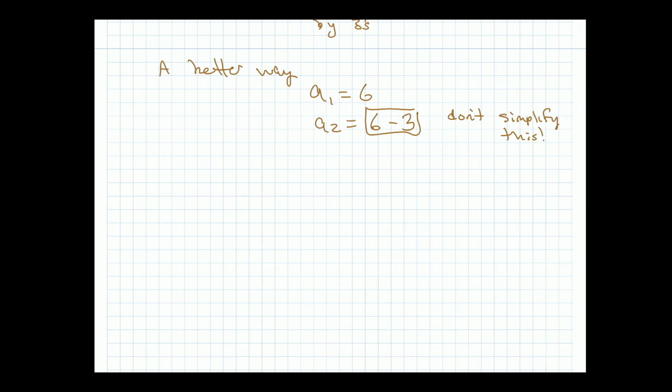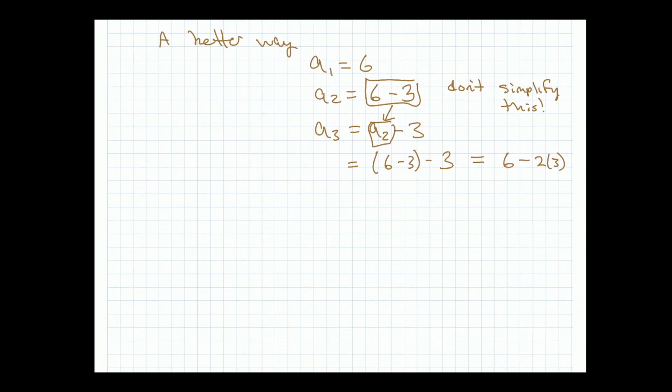Okay, so A3, you know, is A2 minus 3, right? So what you want to do is put that in for the A2. So it's 6 minus 3 minus 3. And that can be written as 6 minus 2 times 3. Right? Minus 3 is minus 2 times 3. Now, I'm sure you probably don't see what I'm doing yet, but it will become obvious soon. So I leave it like this.